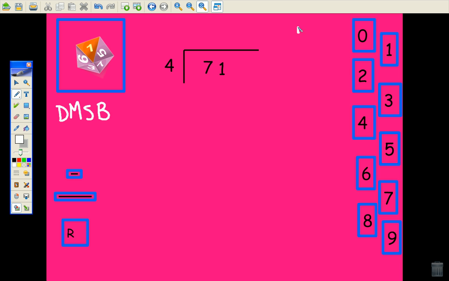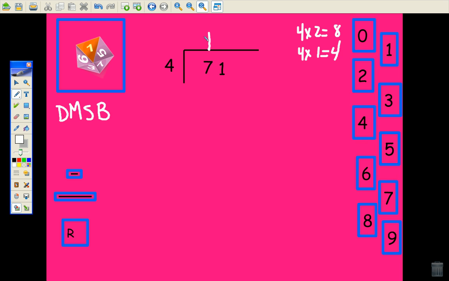Well, I know that 4 times 2 is 8, so that's going to be too many times. So 4 times 1 is 4, so I'm going to start with 1 time. So 4 goes into 7 one time. So I did my division.